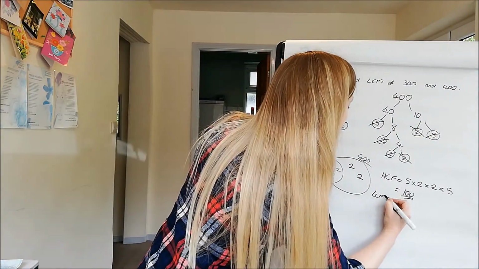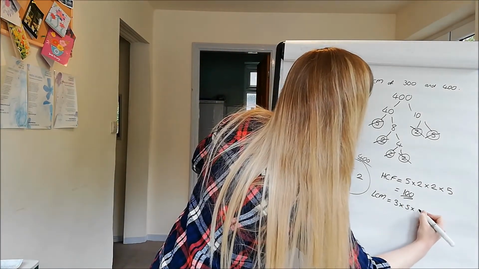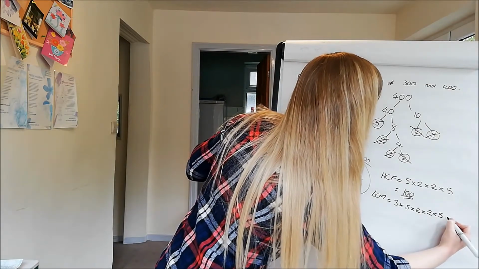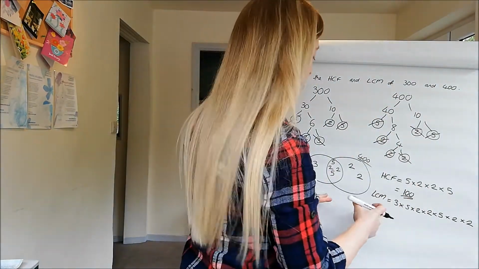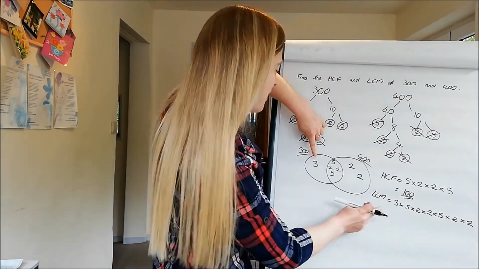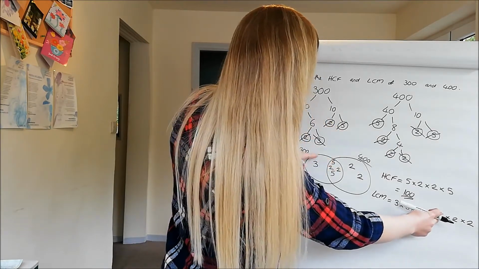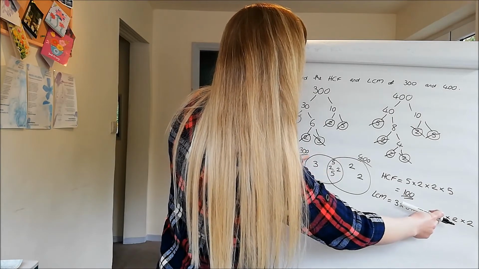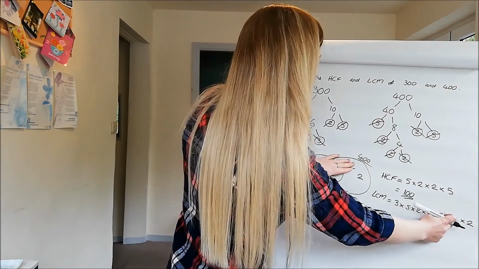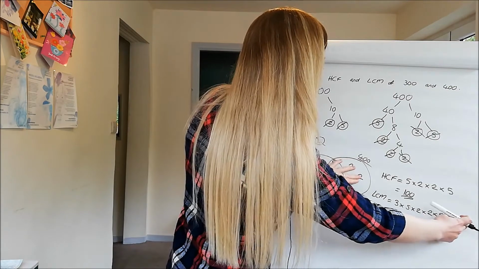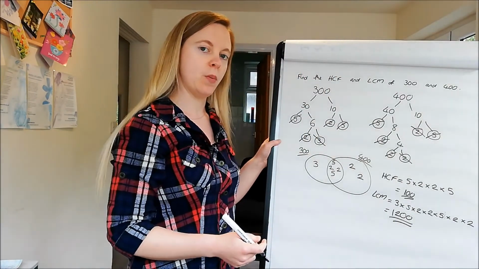The lowest common multiple is all the Venn multiplied together. So that's 3 times 5 times 2 times 2 times 5 times 2 times 2. Again, if you've got a different order, it doesn't matter, as long as every number is there being multiplied together. 3 times 5 times 2 times 2 times 5 takes us up to 300, because they're all the numbers in the 300 circle. So up to that point, I've got 300. 300 times by 2 is 600, and 600 times by 2 is 1,200. So the lowest common multiple is 1,200.